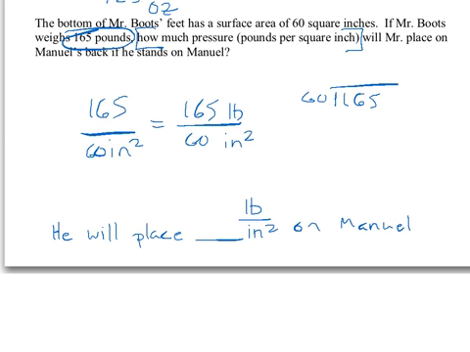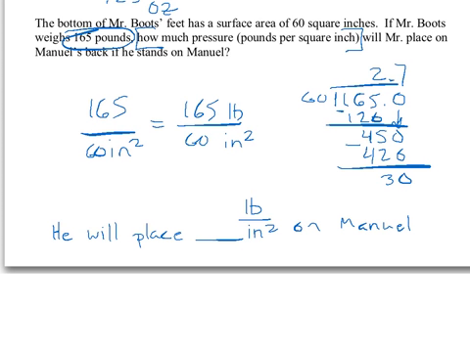So 165. 60 goes in 2 times, is 120. 45. Count the house, bring it down. Goes in 7 times. Gonna pop that decimal up in between while I'm at it. 30. Another 0. Bring it down. 60 goes into 300 exactly 5 times. So I get that Mr. Boots will place 2.75 pounds per square inch on Manuel's back.